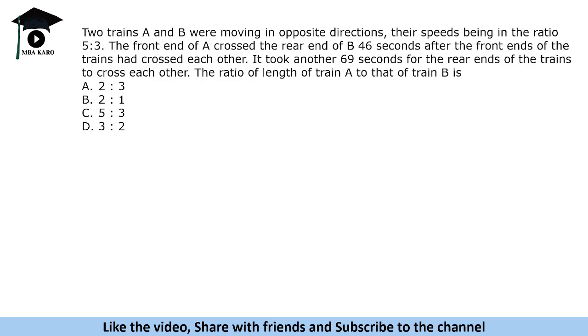Two trains A and B were moving in opposite directions, their speeds being in the ratio 5:3. The front end of A crossed the rear end of B 46 seconds after the front ends of the trains had crossed each other. It took another 69 seconds for the rear ends of the trains to cross each other. The ratio of length of train A to that of train B is.